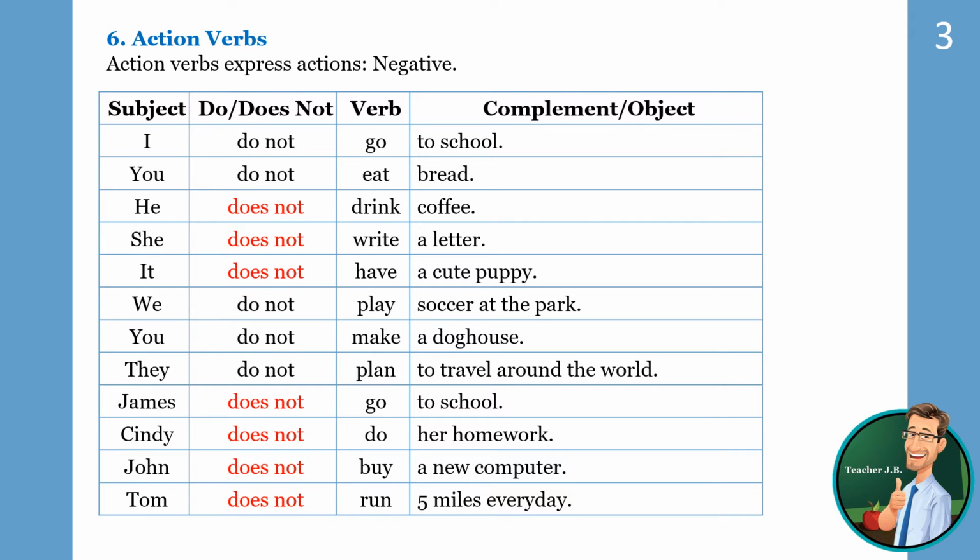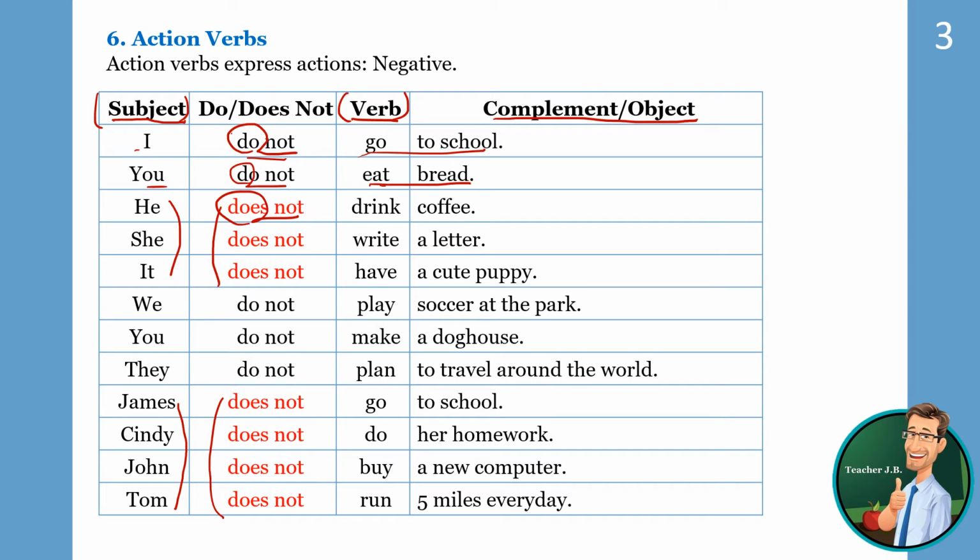The negative sentence order is this: subject, verb, complement or object, but between the subject and verb, we put do not or does not. If the subject is third person singular, we put does not. James, Cindy, John, Tom, they're third person singular, so we put does not. And for the rest of them, we put do not. So, I go to school? No, I don't. I do not go to school. You eat bread? You do not eat bread.